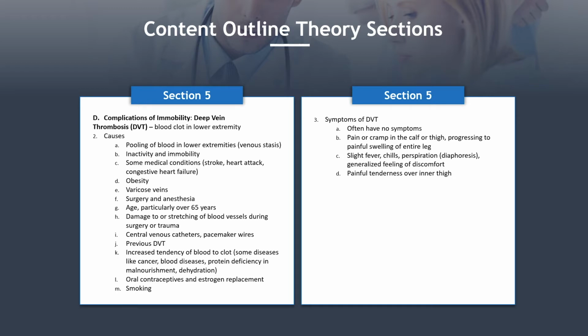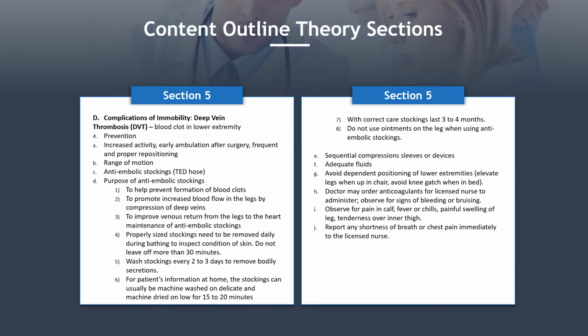Symptoms of DVT: often no symptoms. Pain or cramp in calf or leg, progressing to painful swelling of entire leg. Slight fever, chills, perspiration, diaphoresis, generalized feeling of discomfort, painful tenderness over inner thigh.